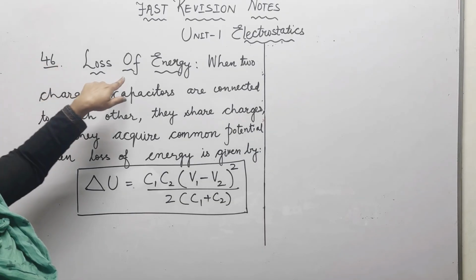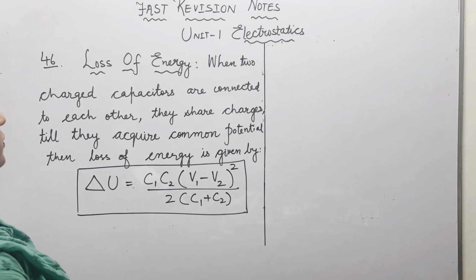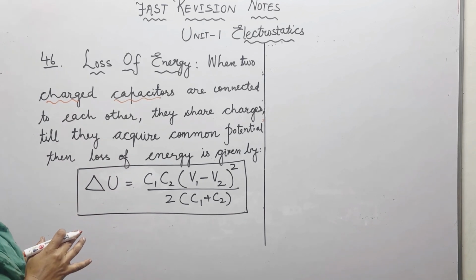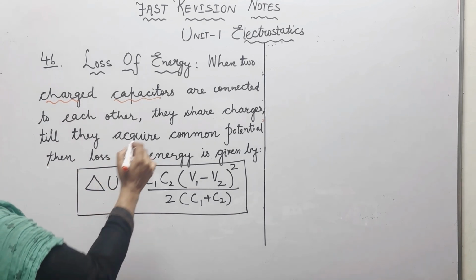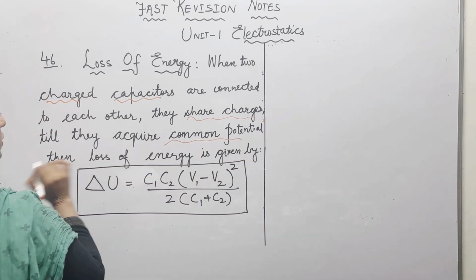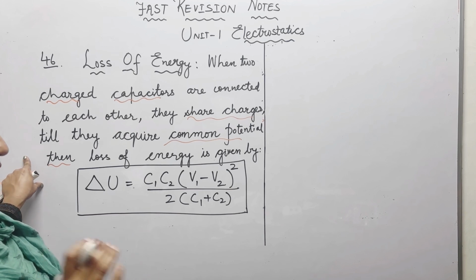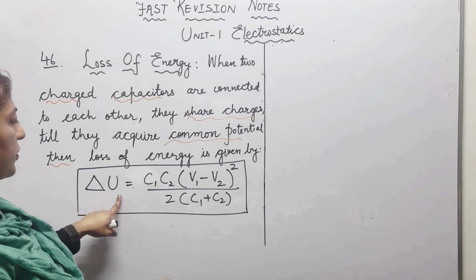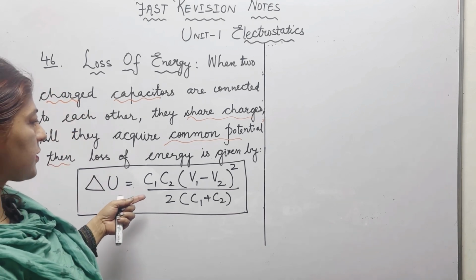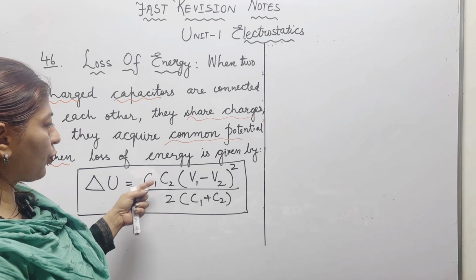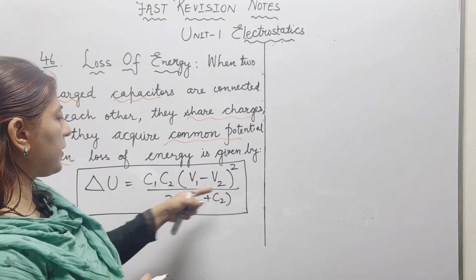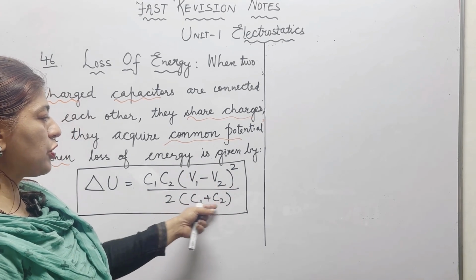The 46th point is about the loss of energy that occurs when two charged capacitors are connected with each other and they share the charges till both of them acquire a common potential. The same potential will be there. In this process, there will be a loss of energy, given by delta U, the change in the energy because of the connection of these two charged capacitors. Let C1 and C2 be their capacitances, V1 and V2 their potentials. So delta U is the product of the capacitances, times V1 minus V2 whole square, divided by 2 times C1 plus C2 in the denominator.